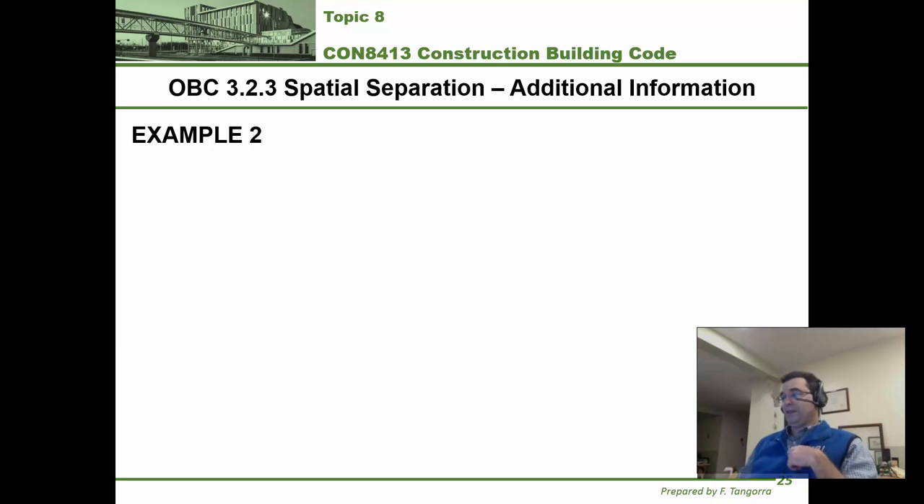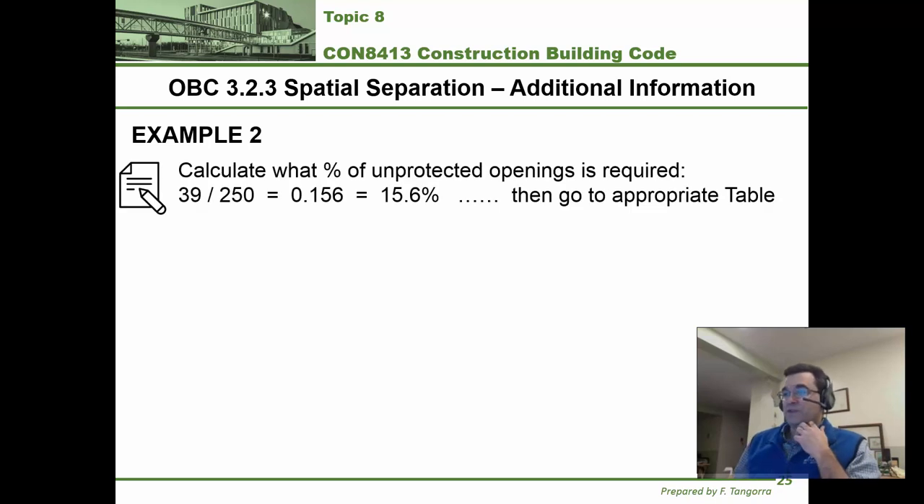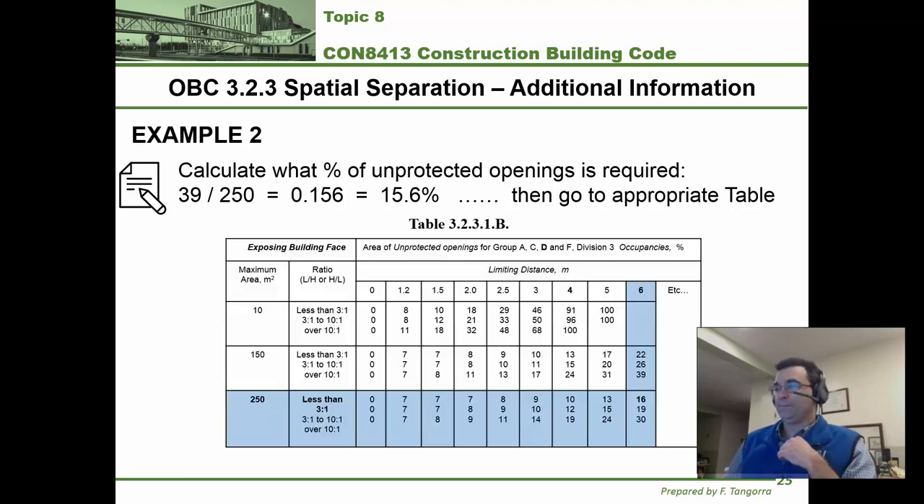Let's do it. First of all, we have to figure out what that percentage of unprotected area is, because that's what's in the table. So 39 divided by 250 gives you 15.6%. That's the percentage. Now we have to go to the appropriate table. We go to this table because we know it's D occupancy, because it's an office, okay? And we're being told that the limiting distance that we have to find is 6. How did we find that?